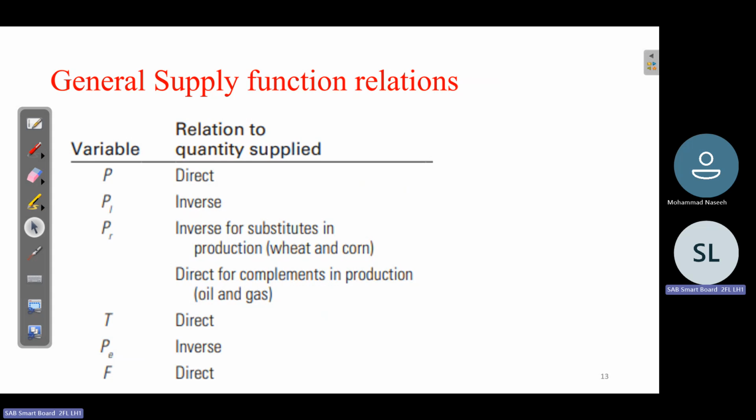When the price of input increase, profit decrease. Therefore, profits decrease. Therefore, supply decrease. The relationship is an inverse relationship.